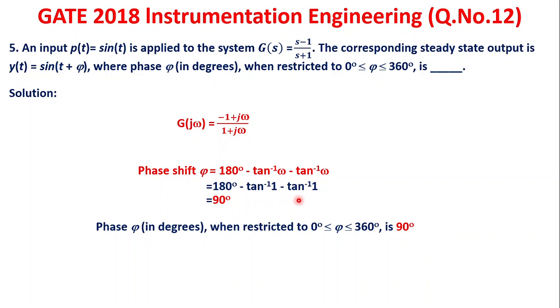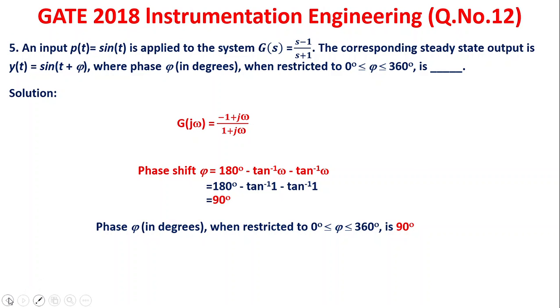So 180 minus tan inverse of omega, where omega is 1: 180 minus tan inverse of 1 minus tan inverse of 1. Tan inverse of 1 is 45. So 180 minus 45 minus 45 is 90 degrees. Therefore, the phase when restricted to this range is 90 degrees. That is also 90 degrees anywhere between 0 and 360 degrees.